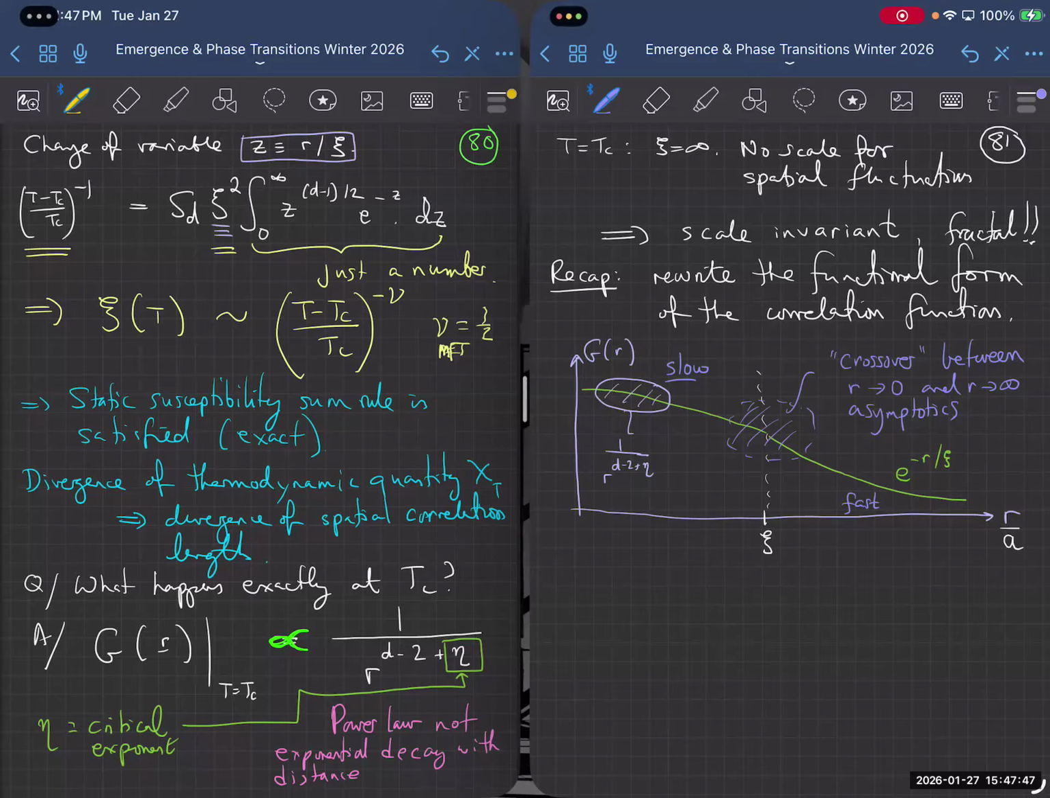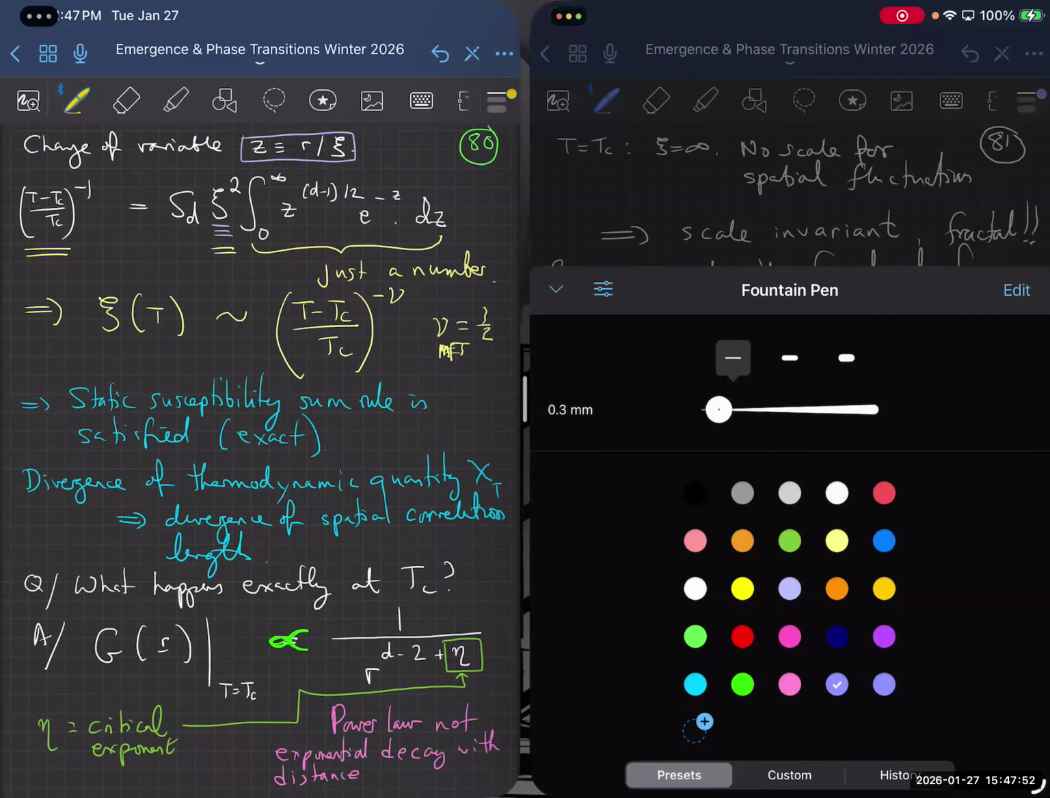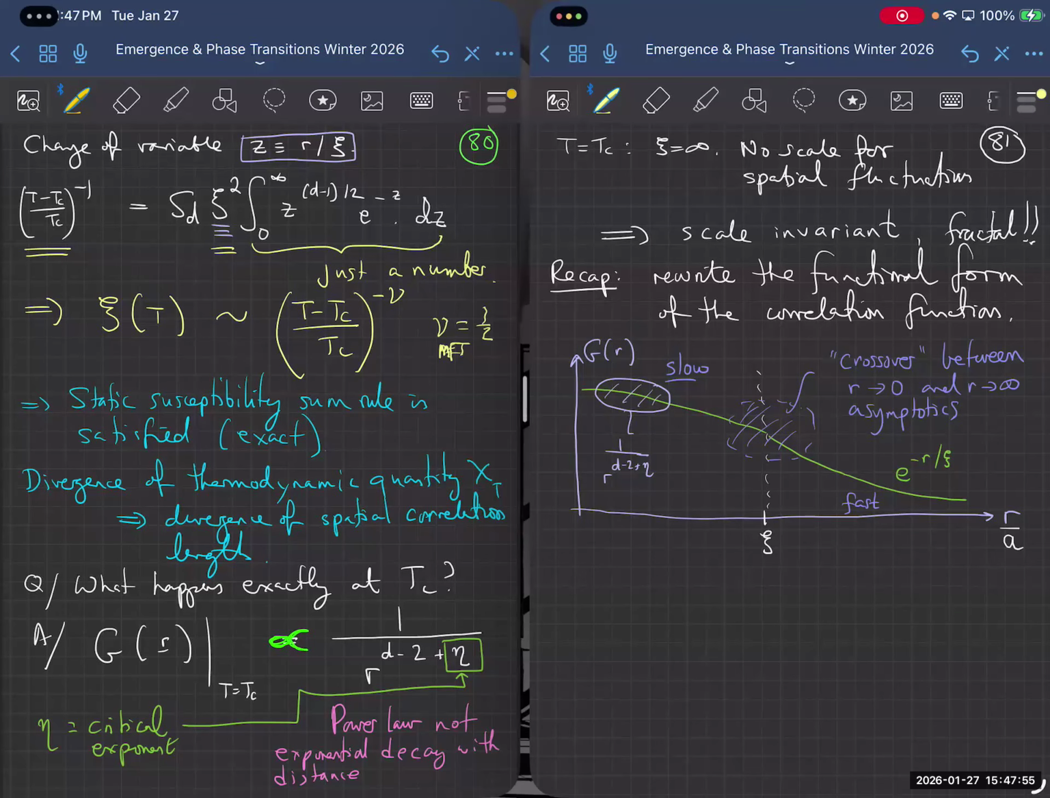Okay, so let's now ask, how do I know that this picture is correct? We know it is correct because of the following. Let's suppose that you tell me that I'm going to measure the 2-point correlation function at a particular distance in space, and that distance is over here. So let's call this R naught. So let's suppose that we measure at that distance in space.